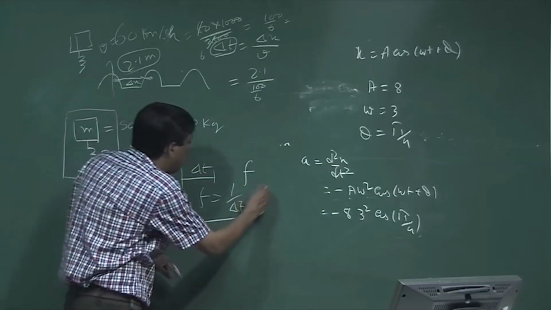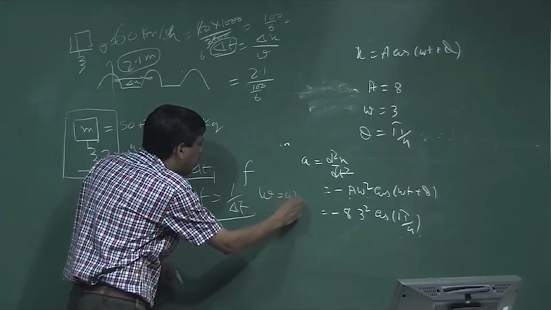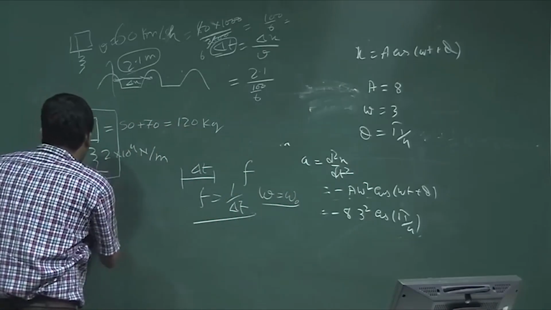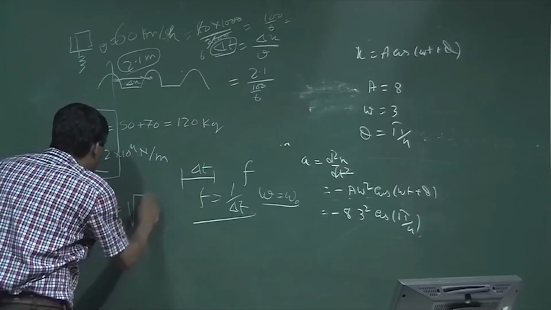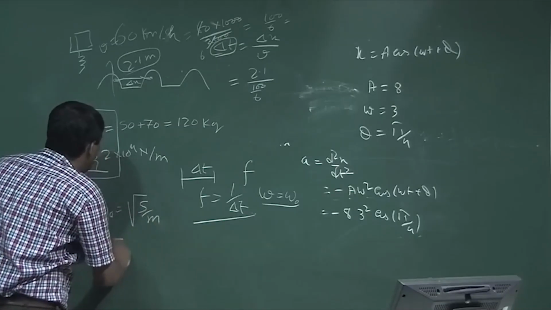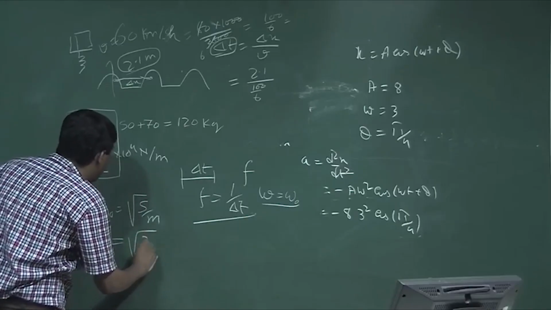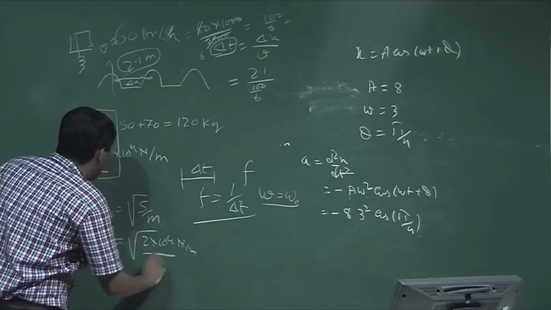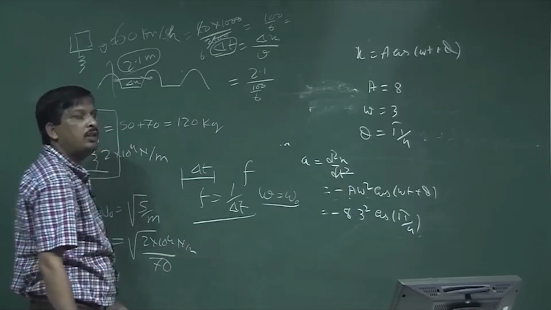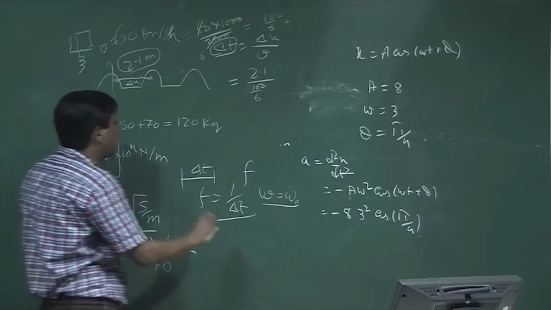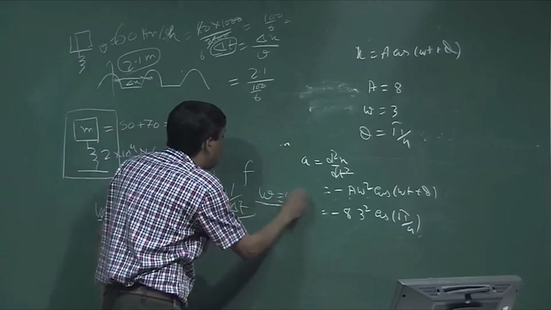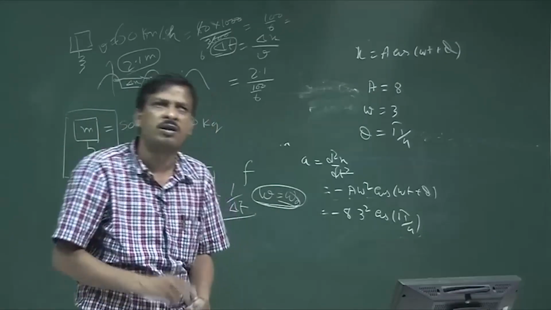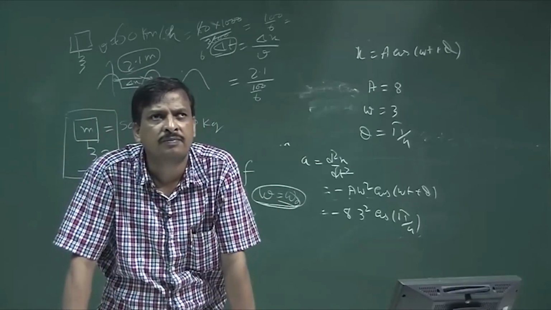If the applied force frequency omega is equal to omega 0, then resonance will happen. So, what is omega 0? Omega 0 is nothing but root over s by m. So, what is the spring constant? You know the spring constant is 2 into 10 to the power 4 Newton per meter, divided by total m equal to 70. So, you get the omega 0. Now, you have to see whether omega is close to omega 0 or not. If it is close to omega 0, the accident will happen. If it is not, the accident will not happen.